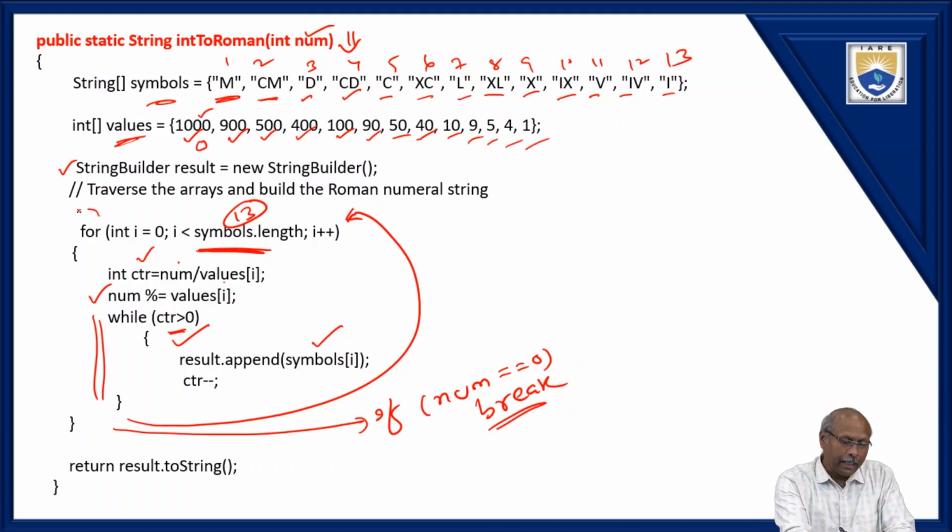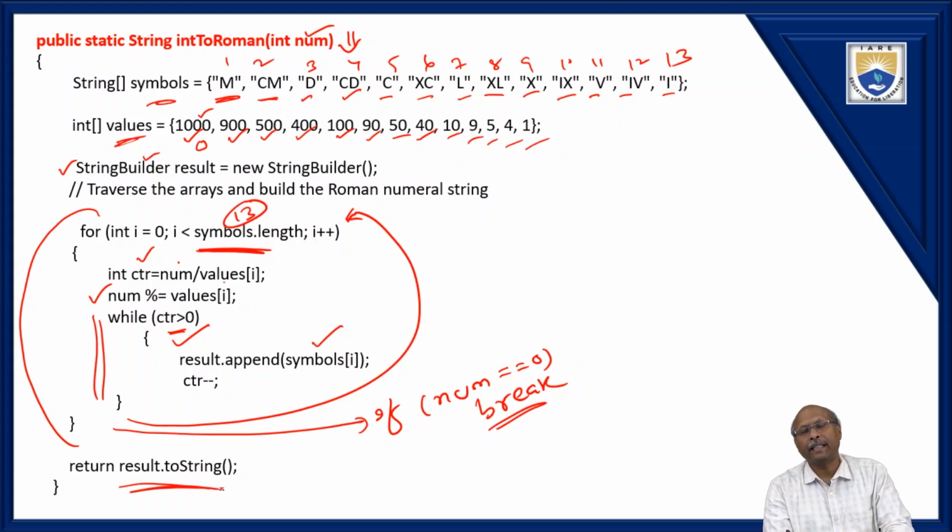So at the end of the loop, whatever values you have appended in the string builder, you return in terms of string format. So this is the logic. I hope it is clear now. Let us write a program using Java.